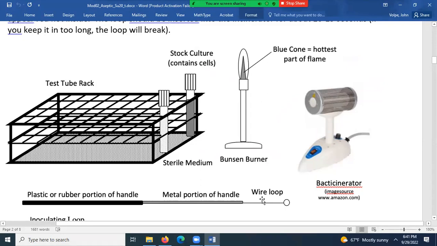You do not sterilize this portion of the loop. Obviously, that would melt the handle, and you don't get this part even red hot because that would melt the handle as well. But you do get this portion red hot. Any question about that? Let's just sterilize it so that you don't have microorganisms on this loop. And then you cool it. And then you put the loop in your stock culture and then transfer from your stock culture to your sterile medium.